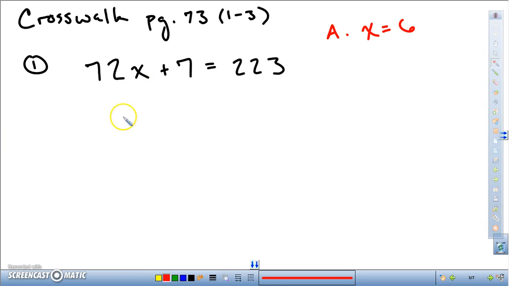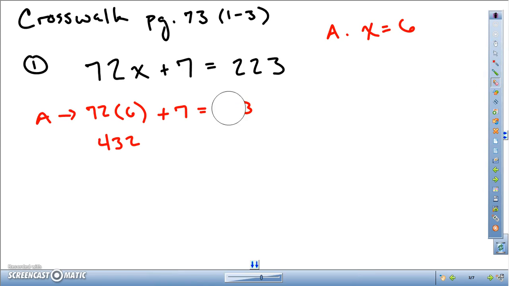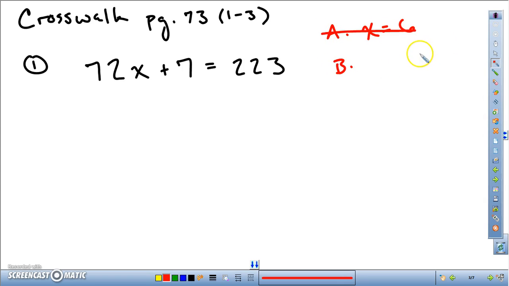Okay, so for answer choice A, I have 72 times 6 plus 7 is equal to 223. Now, if this is the correct answer, then I'm going to get a true statement here. So first we do 72 times 6 and get 432. Well, when I add 7 to 432, that's not going to be 223, right? So I'm going to go ahead and stop there, and I know that A is not the correct answer. Move on to answer choice B.